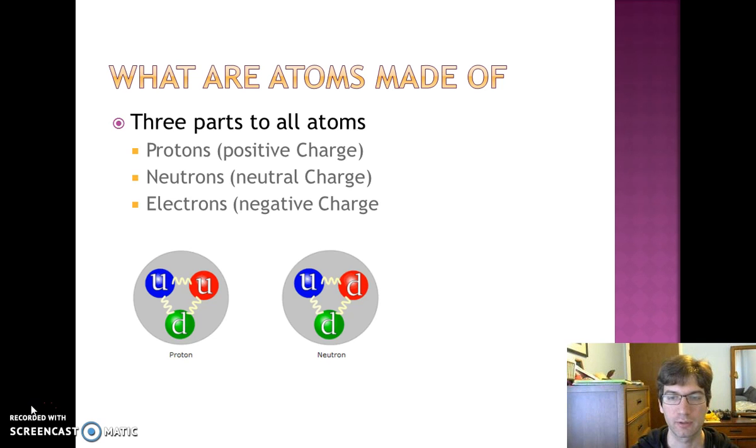Atoms are all the little particles that make up the elements. So one atom is technically an element. But elements can be a bunch of atoms as well, but they are made up of individual atoms.